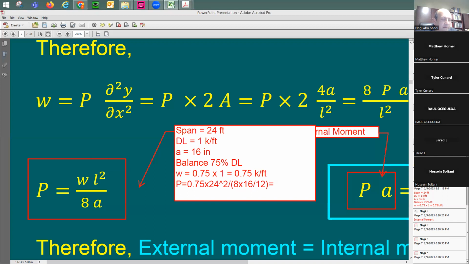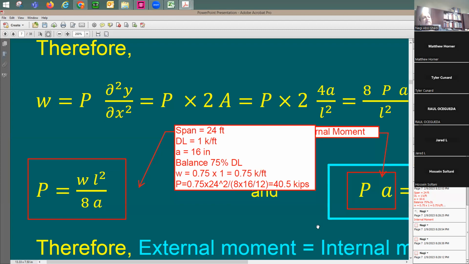40.5. That's it, 40.5. Let me write it down. So 40.5 what? Kips or pounds? Say kips. So for this given beam, with this given information, if you put a pre-stressing force of 40.5, it's going to be balancing 75% of the dead load. Not a bad concept, right? At least now I understand that when you're doing pre-stress, you're actually trying to balance some loads coming from the top, and you just control the amount of pre-stressing that you put in there. And this makes sense to me.